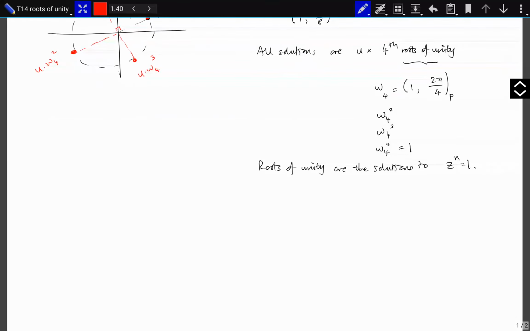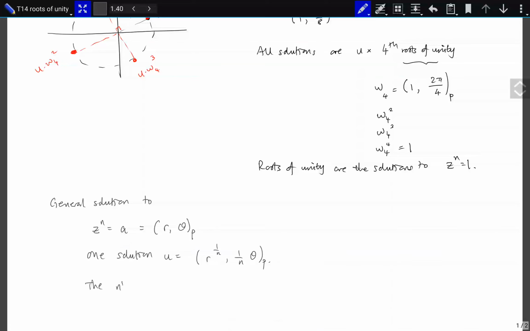So the general solution is, let's say that we want to solve z to the n is equal to some number a. We can write a in polar form. So a is going to be, let's say, (r, theta). This refers to a. So one solution, u, is (r to the 1 over n, 1 over n times theta).